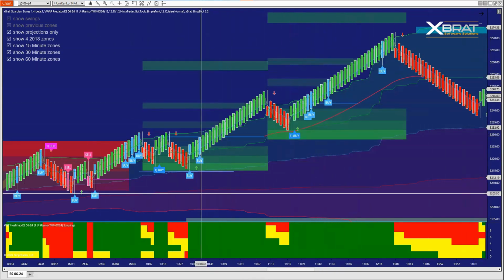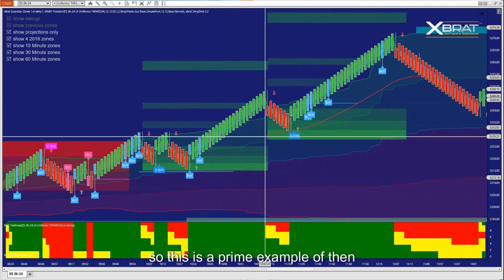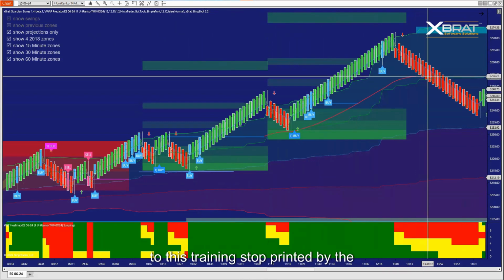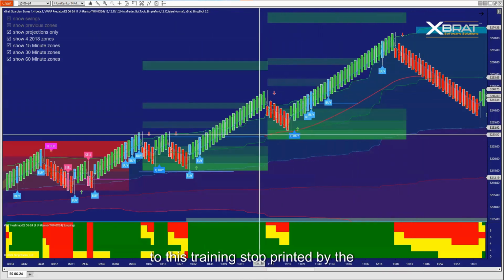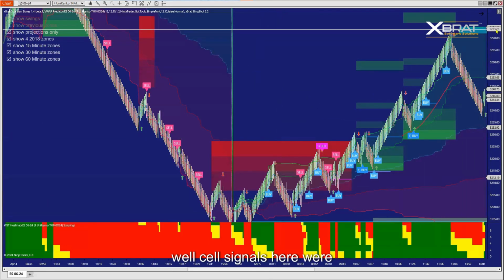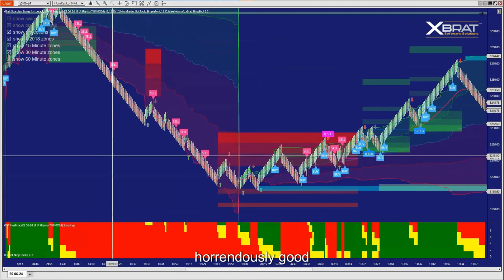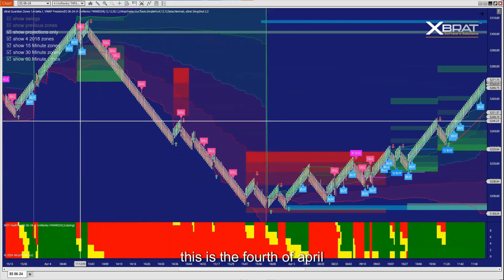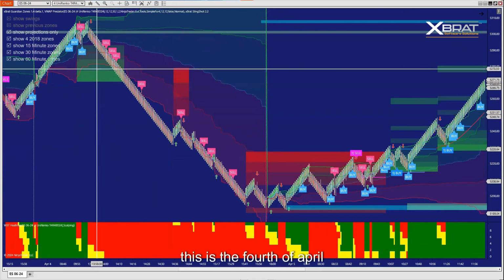Okay. So this is a prime example of then switching on your trade management strategy to this trailing stop printed by the Slingshot. So really, really strong. Wow, sell signals here were horrendously good. Okay, so on this particular, this is the 4th of April.